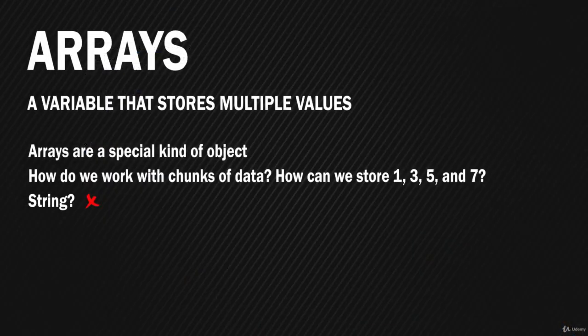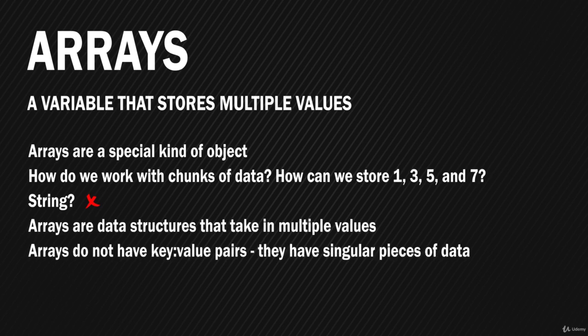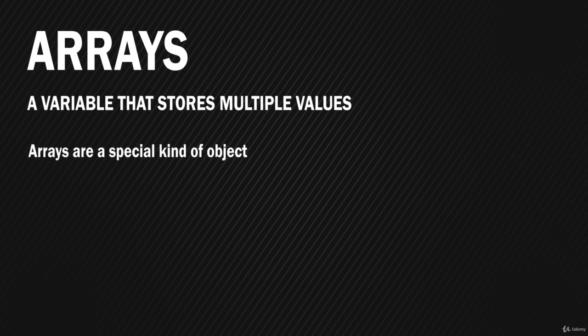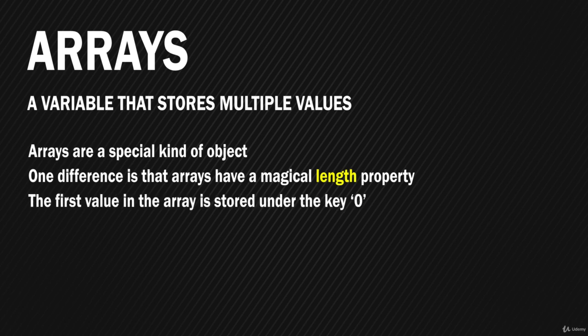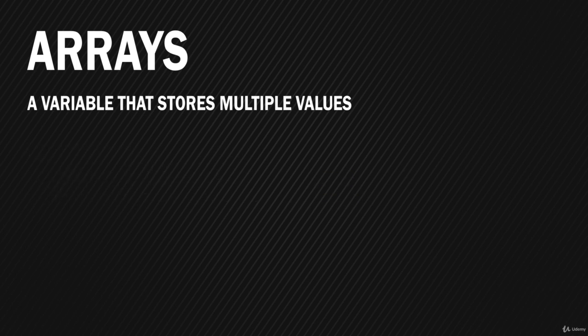Let's move on. So we've just seen arrays are data structures that take in multiple values. Arrays don't have key value pairs, they have singular pieces of data. But what's cool is that arrays are objects, so they can contain objects as well. And we've seen arrays are a special kind of object, but one difference is that arrays have a magical length property. The first value in the array is stored under the key 0. And remember when we looked at the JavaScript object model, where the ECMAScript spec defines an object as just a reference, just a dictionary, where you've got the keys, and those keys point to a property attribute. Well, it's the same with arrays. Let me show you an example.